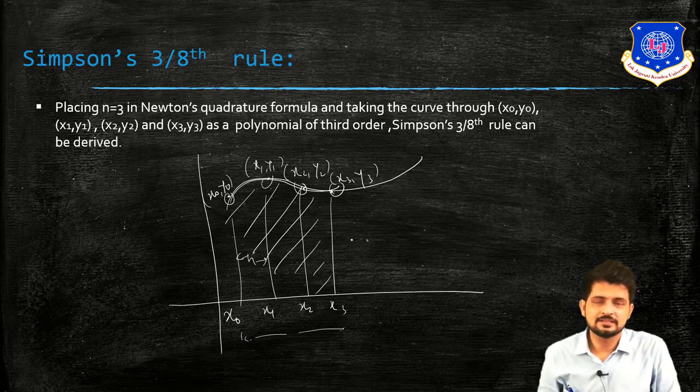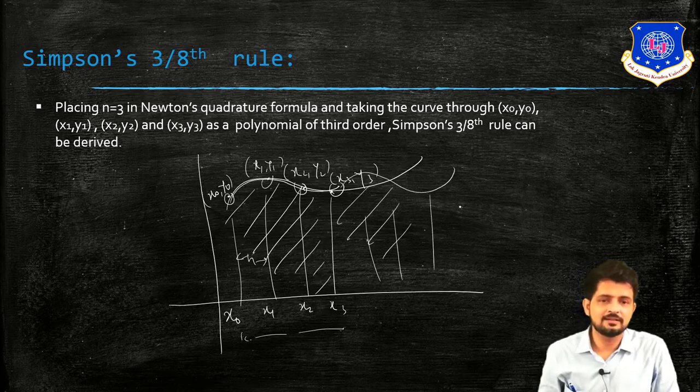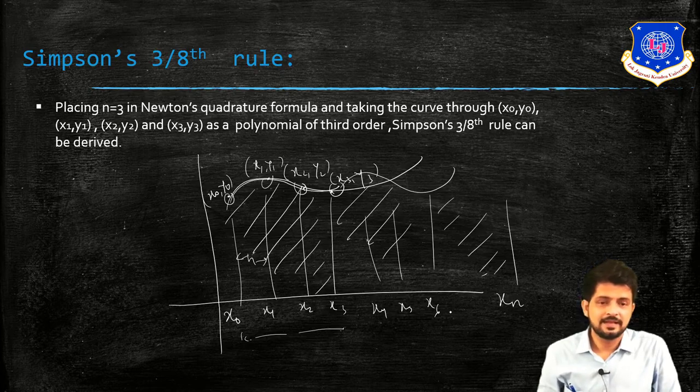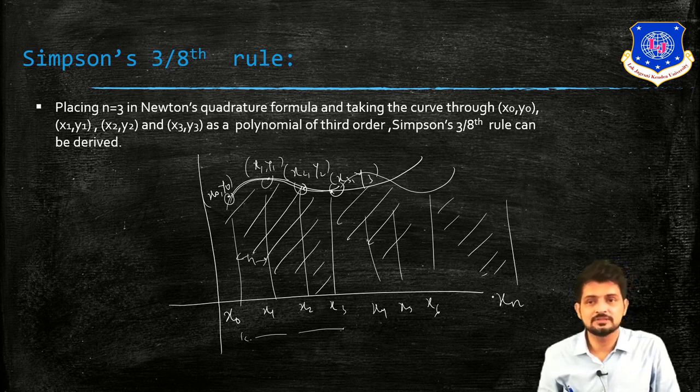So this integration is found. Then again I am taking more values and taking the next integral. Again I am taking more values, so this will be x4, x5, x6 and so on. And I am finding the last integral. The last integral will be from xn minus 3 to xn, and by adding all these integrals I can derive the Simpson 3/8 rule.